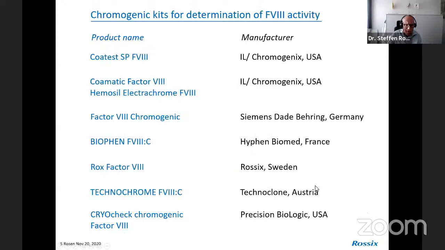Currently, there are several factor VIII kits on the market. We have the IL Chromogenix kits. Hemosil kit is analogous to the chromatic kit. Siemens manufactures a factor VIII chromogenic, Hyphen makes a Biophen 8C, and we launched a factor VIII kit last year. Technochrome has a Technochrome 8C kit, and this year Precision Biologic launched their Cryocheck chromogenic factor VIII kit.